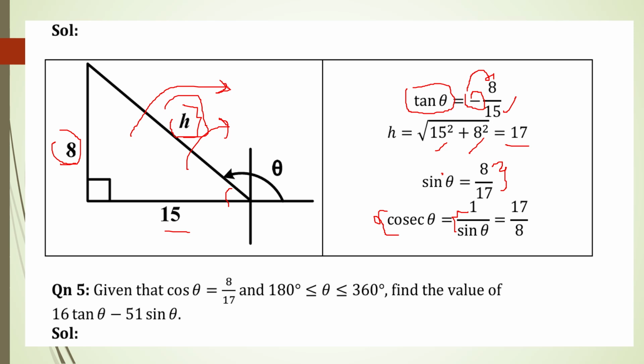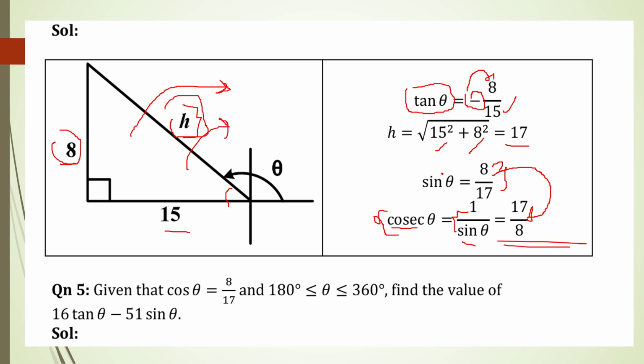So we come and say that cosec theta is the same as 1 divided by sine theta. And that means that we have to get the reciprocal of sine. And the reciprocal of sine, which is 8 divided by 17, is going to be the same as 17 divided by 8. And that was the requirement for that item.